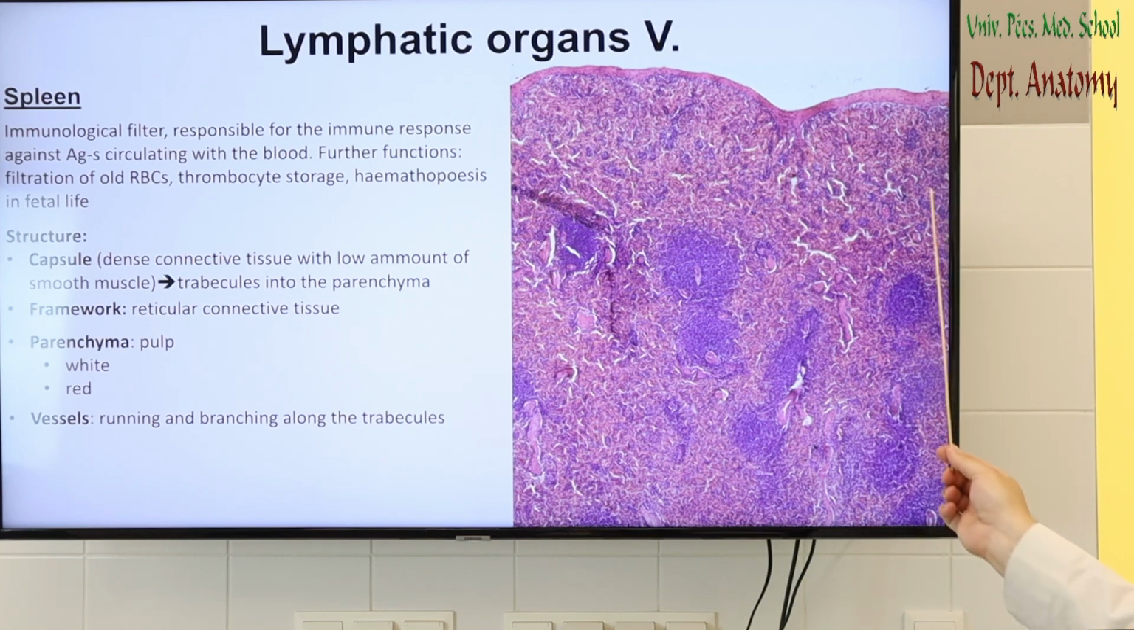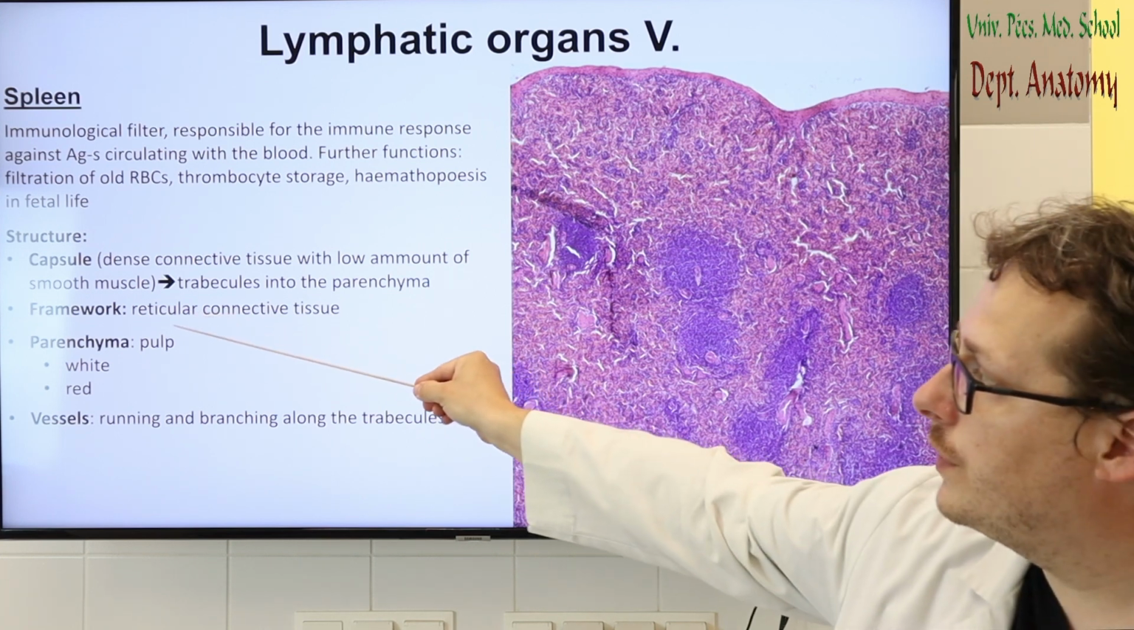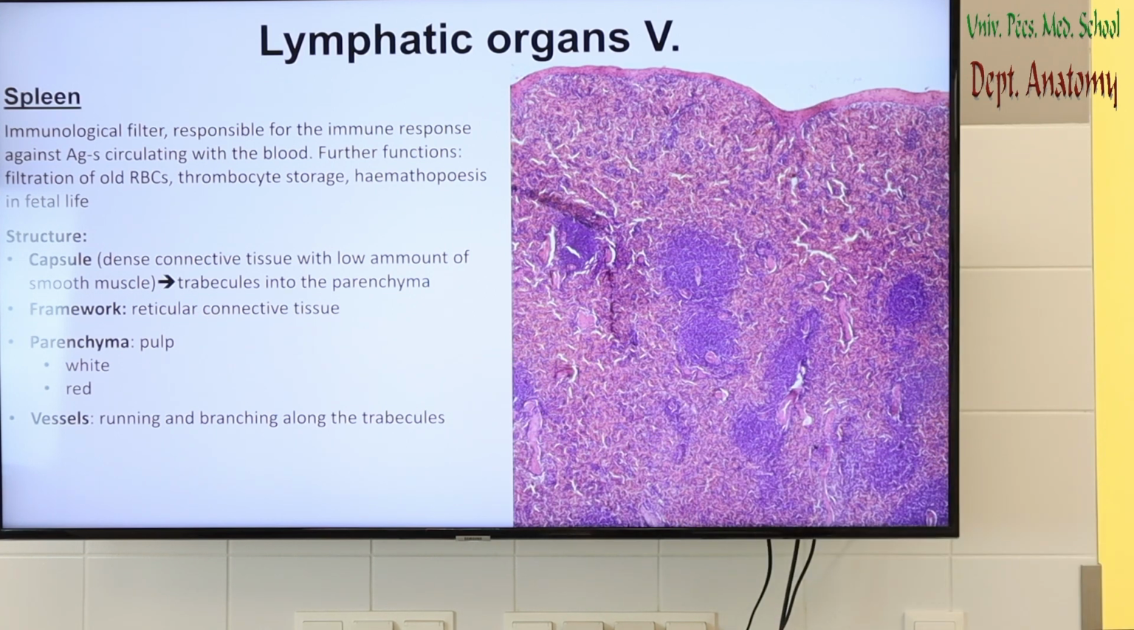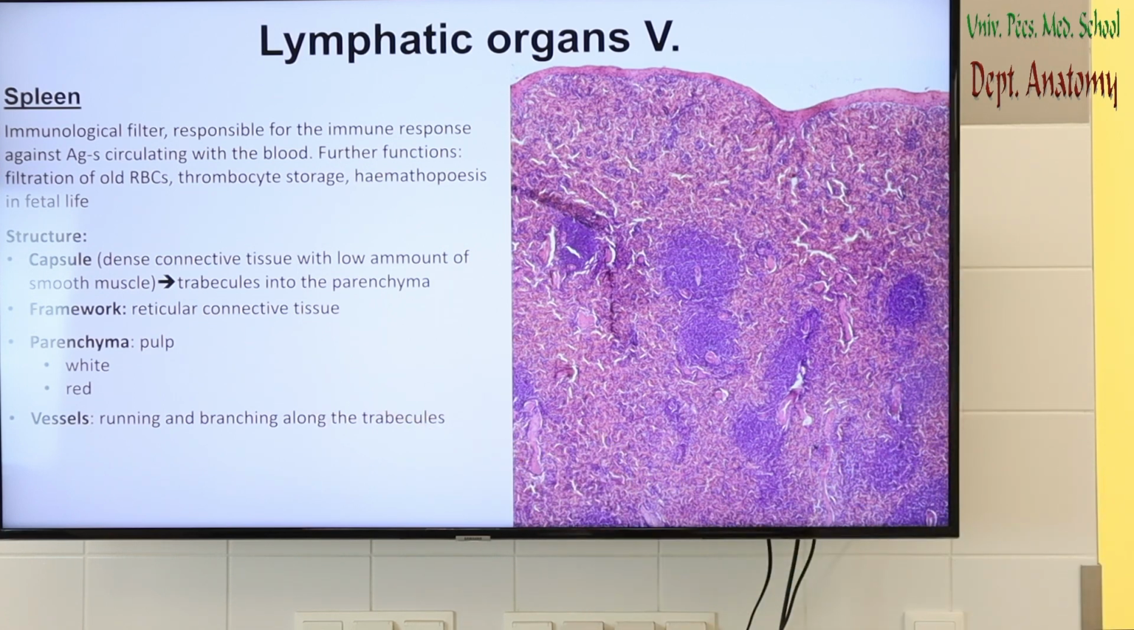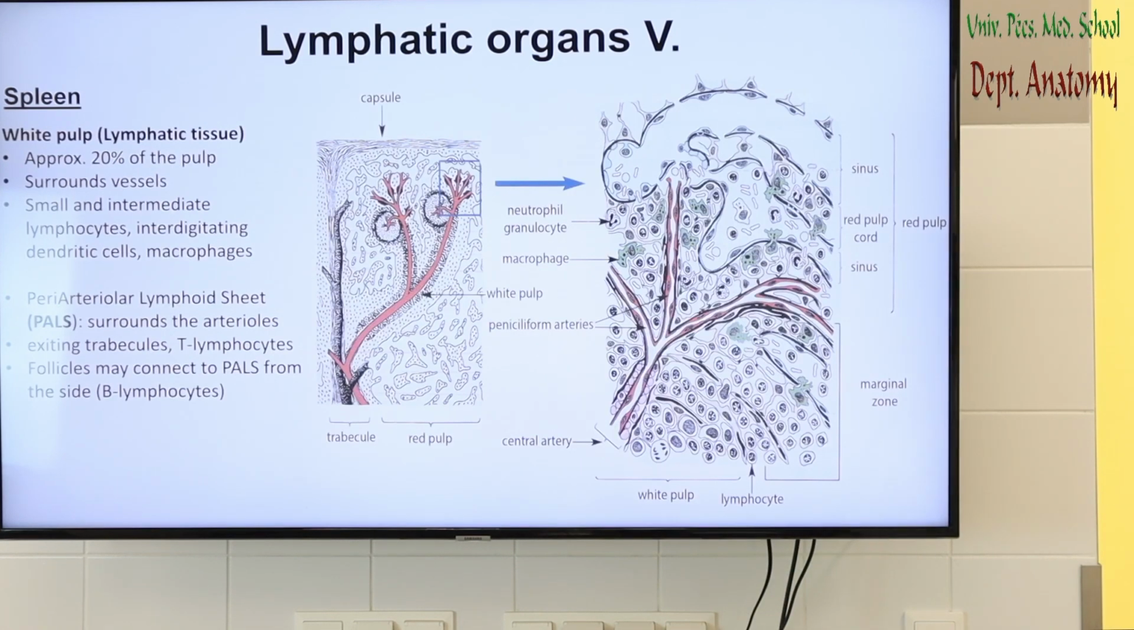You cannot see it, but since this is a lymphatic organ as well, its framework is reticular connective tissue, and the parenchyma of the spleen can be divided into these darker colored areas and the rest. Okay, so the more basophilic areas are the so-called white pulp, and the rest we call the red pulp. What do these terms mean?